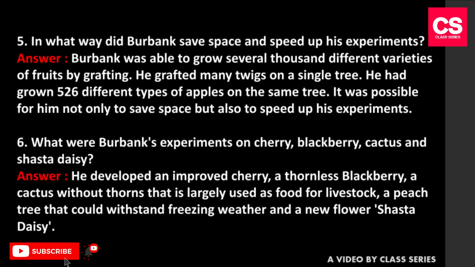Our sixth question is, what were Burbank's experiments on cherry, blackberry, cactus and shasta daisy? The answer is, he developed an improved cherry, a thornless blackberry, a cactus without thorns that is largely used as food for livestock, a peach tree that could withstand freezing weather and a new flower, the shasta daisy.